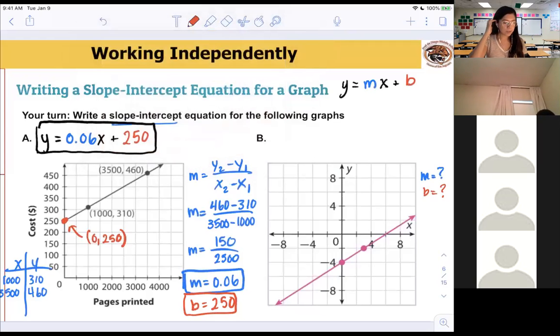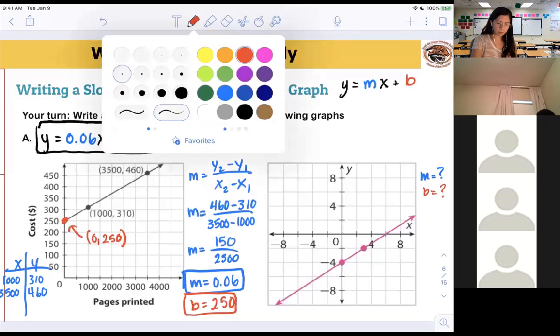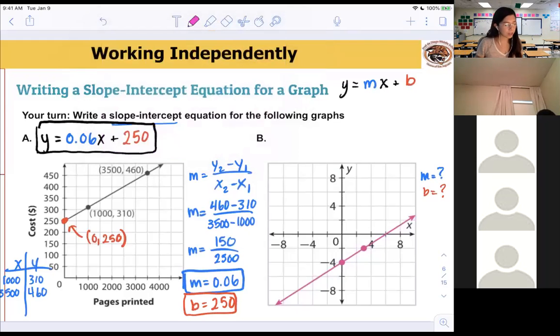All right. Same thing goes for letter B. We're still doing the same exact thing. It's just that here they didn't label points for us, so we have to label them ourselves. So can somebody give me 2 possible points that I can use when I'm calculating the slope?